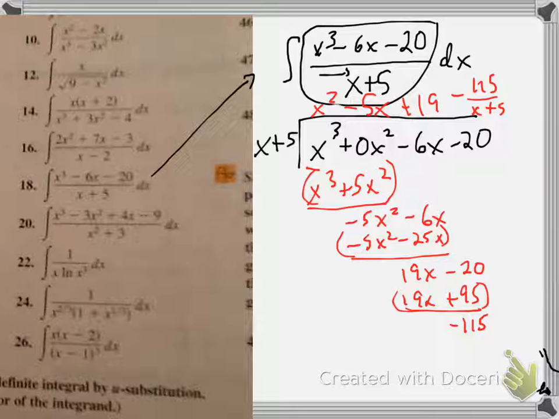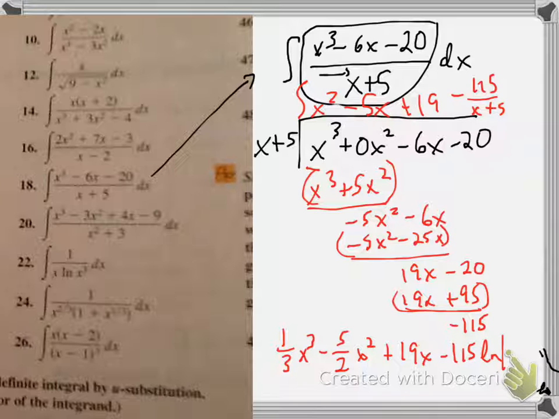So I'm integrating the new expression. The integral of x squared is 1/3 x cubed. The integral of negative 5x is negative 5 halves x squared. The integral of 19 is 19x. And then negative 115 natural log of x plus 5.